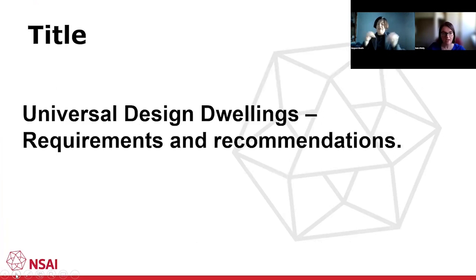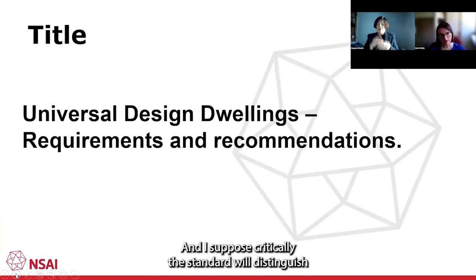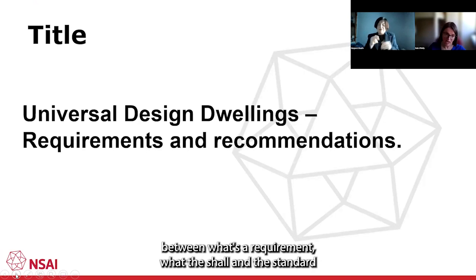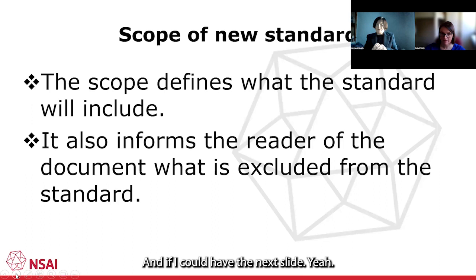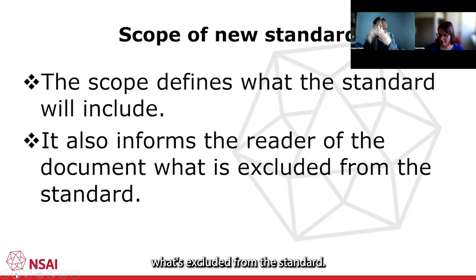So the title, it's quite short and snappy: Universal Design Dwellings Requirements and Recommendations. And I suppose critically, the standard will distinguish between what's a requirement, what's a shall in the standard, and what's a recommendation, what's a should in the standard. And if I could have the next slide, yeah. So the scope defines what the standard will include and also informs the reader what's excluded from the standard.